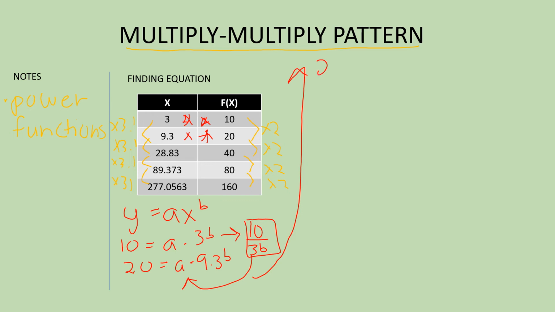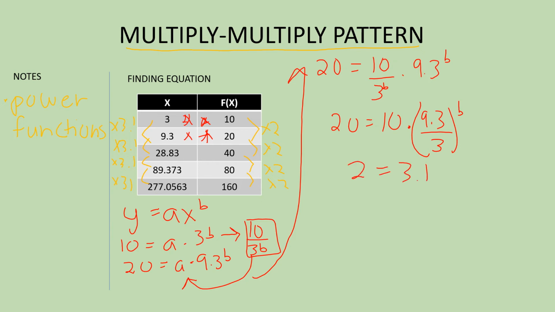If you do this, you will get 20 equals 10 over 3 to the b times 9.3 to the b. You can simplify that to 9.33 to the b. And to solve for b, we can divide both sides by 10, which would give us 2 equals 3.1 to the b. Undo that with logs, of course. You would have log base 3.1 of 2 equals b. And that is going to give us b approximately equaling 0.613.